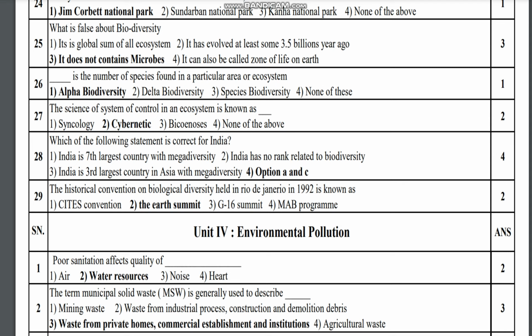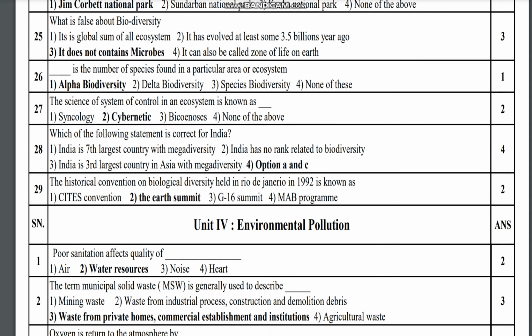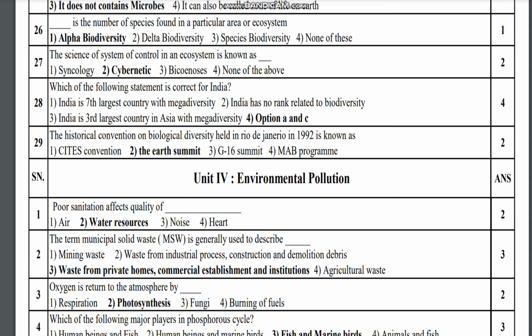Question number 27: the science of system of control in an ecosystem is known as cybernetics. 28th question: which of the following statements is correct? India is the 7th largest country with mega diversity is a correct statement, and India is the 3rd largest country in Asia with mega diversity. This is also a correct statement.